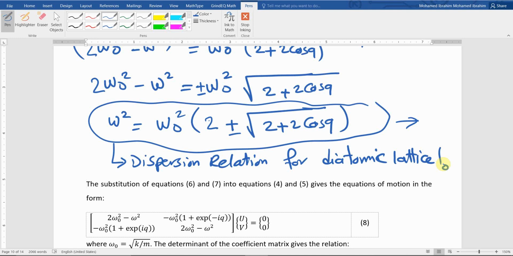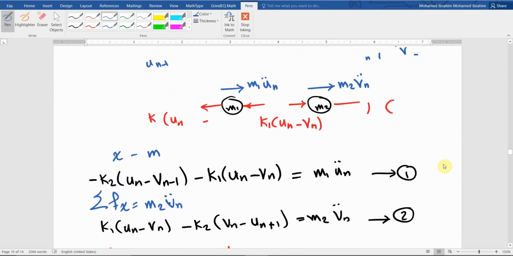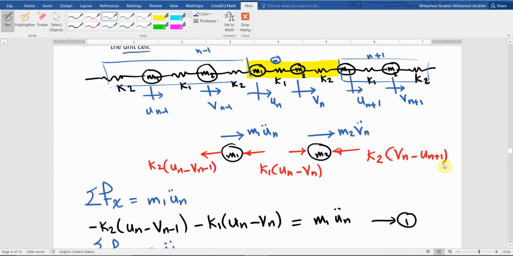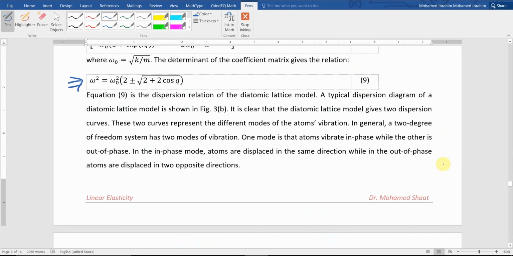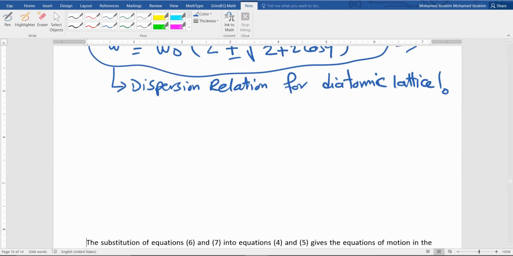Why 2 curves? Because we have a diatomic lattice, and it is a 2 degree of freedom system described by 2 equations of motion, and that's why we are expecting 2 modes of vibration. If you remember the modes of vibration, if we look at this lattice, there are 2 possible ways of vibration of these 2 masses, right? So let me draw this to explain the modes of vibration with more representation.